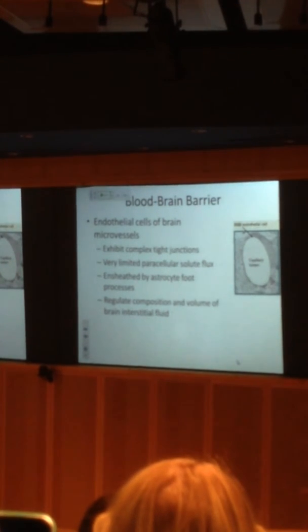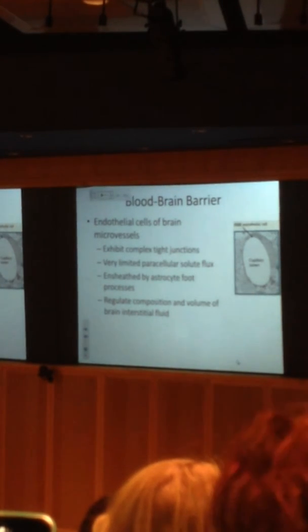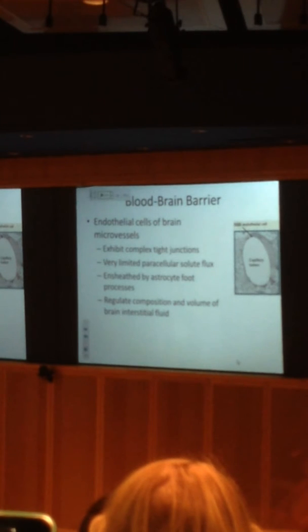Since the tight junction is so tight in those endothelial cells in your brain, basically they limit most of the paracellular transport. Okay, so they are also ensheathed.